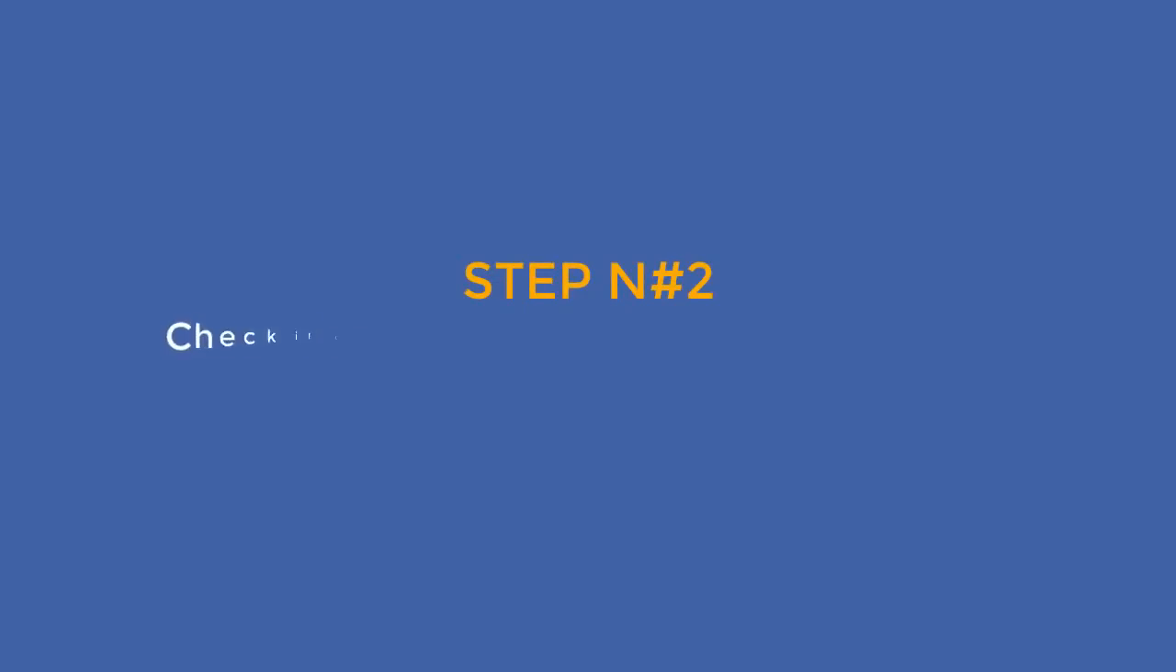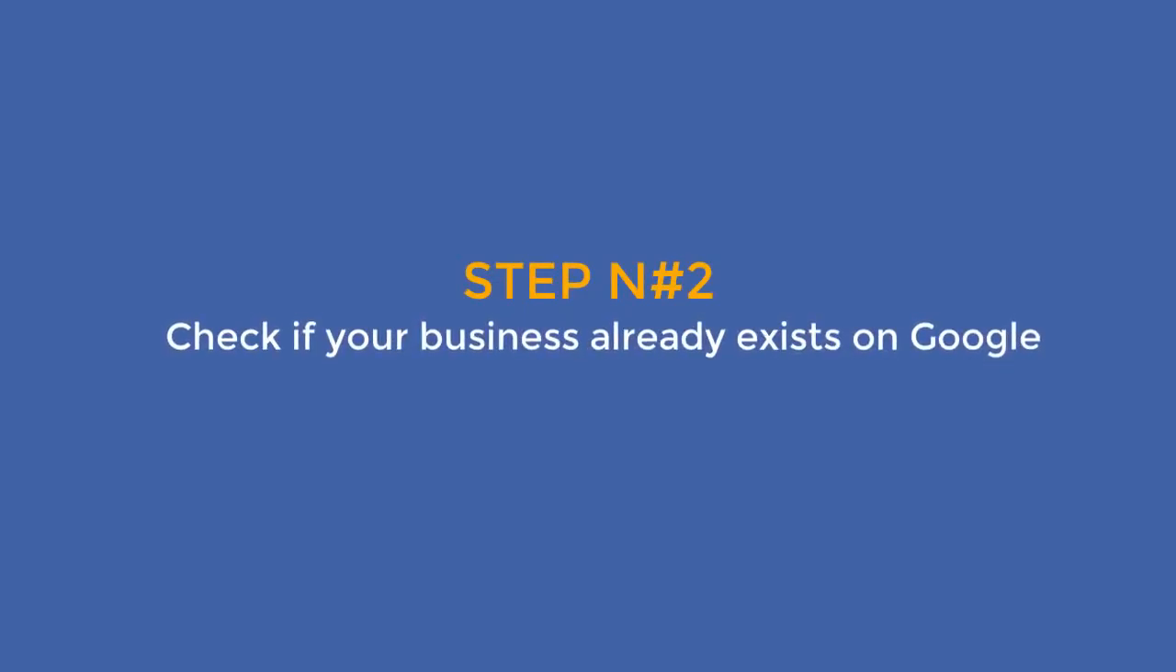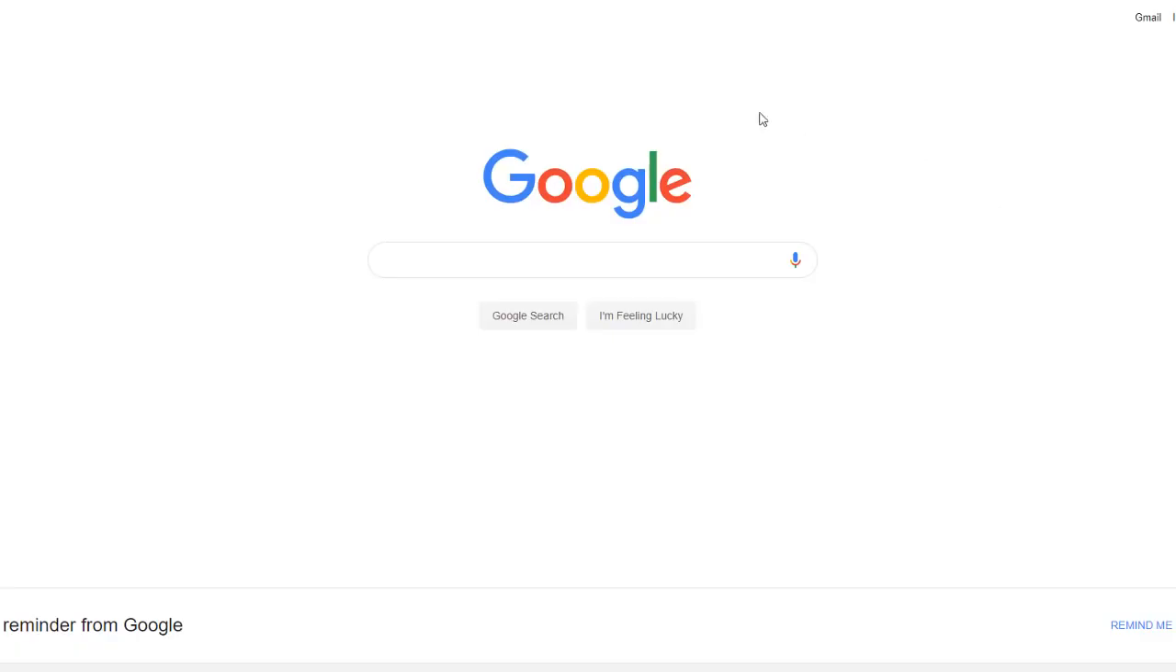Step number 2, check if your business already exists on Google. Even if you've never created a listing before, it is possible your business already exists in Google, especially if you've been operating for many years. It is important you check if this is the case, otherwise there is a risk you might end up with 2 listings for the same business, which could be problematic later on.